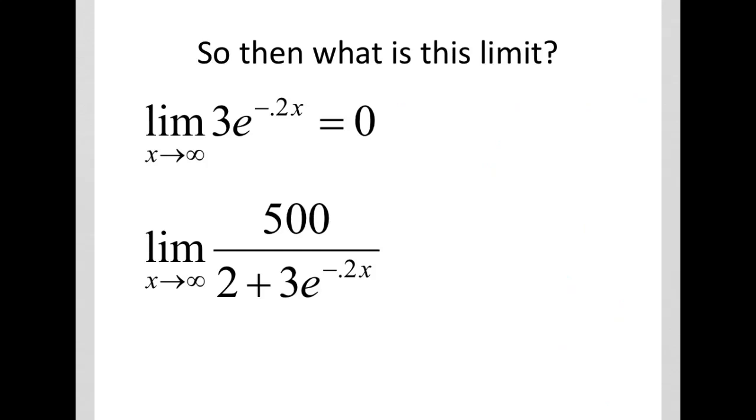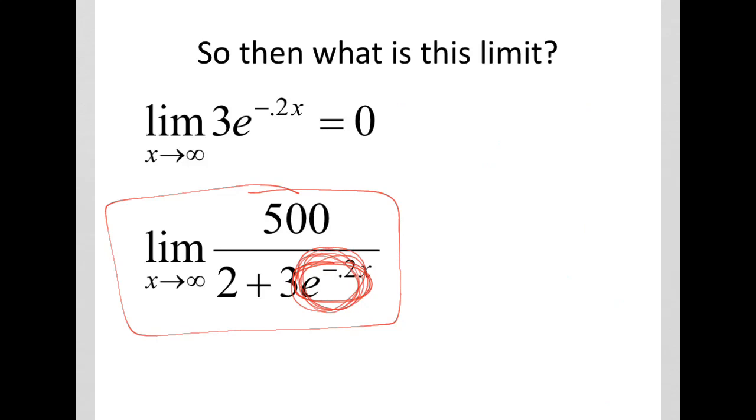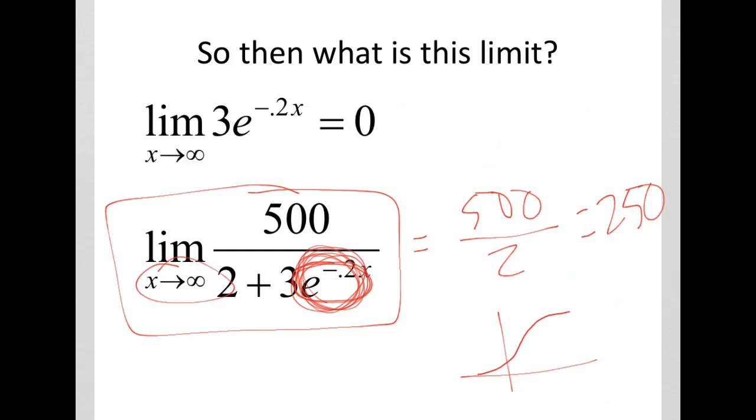And that tells us some interesting information about this function right here. Because now we're saying that this whole term goes to 0 as x approaches infinity. So that means this limit is just left with 500 over 2, which is 250. So the limit as x approaches infinity of this function is 250. Remember, this is going to be the graph that looks like that, and it's going to level off there at 250. And we figured that out without a calculator.